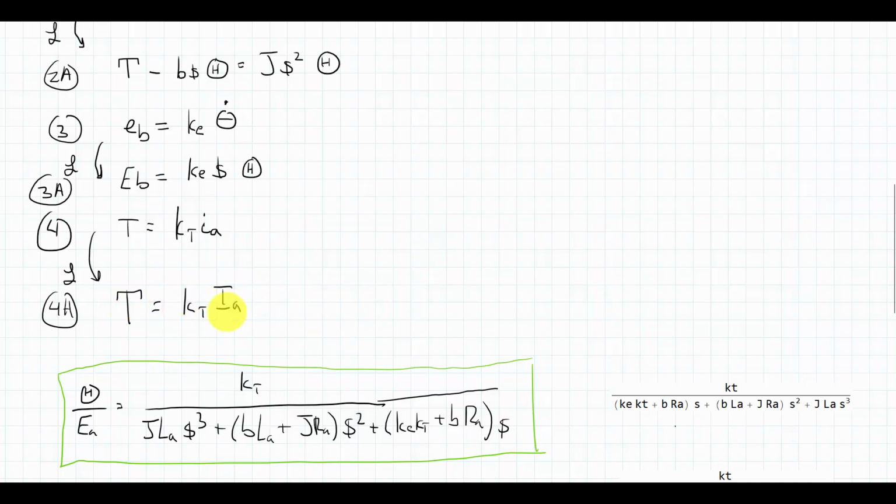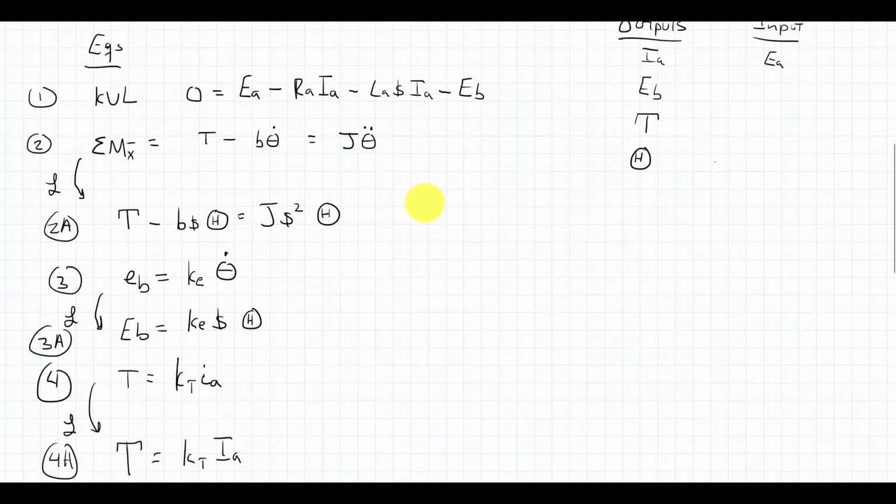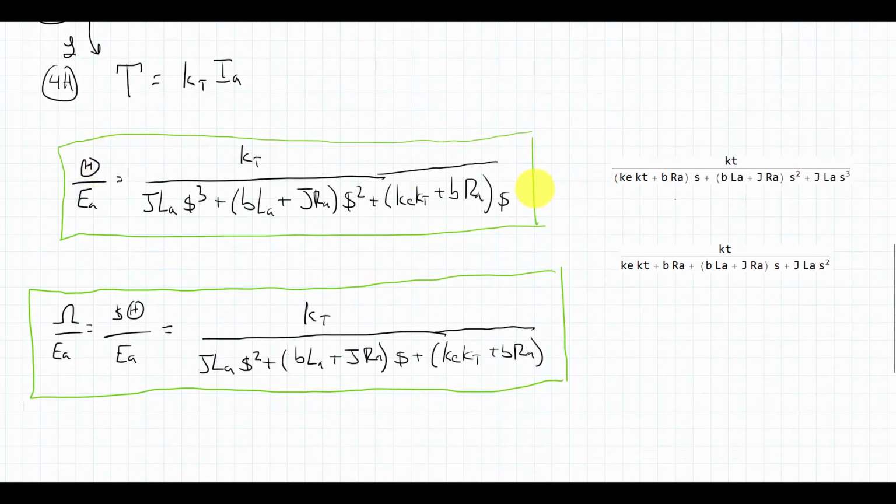And now I have everything in 3a, 4a, 2a, and 1 in the frequency domain. I have 4 equations, and I have 4 outputs. And also importantly, the desired output of theta and the desired input of EA are present. So I took these 4 equations and I got my desired transfer function, or one of them, theta over EA, by solving the 4 equations simultaneously to get this transfer function. Then as a last step, because I also wanted to know how the angular velocity related to the voltage input, I can take my first transfer function, multiply it by S, since S times theta in the frequency domain gives me omega, the angular velocity. And that gives me the two transfer functions I wanted for this example.